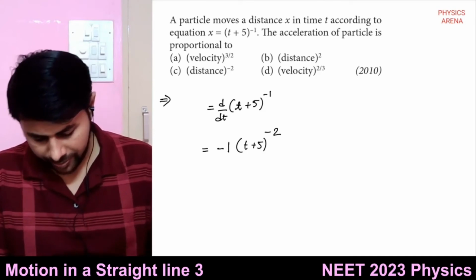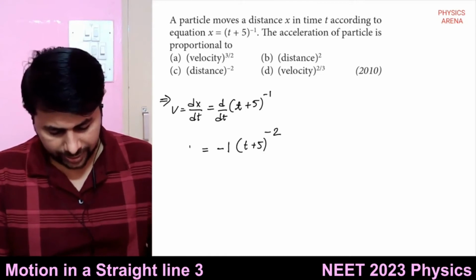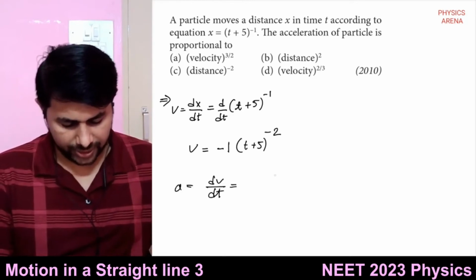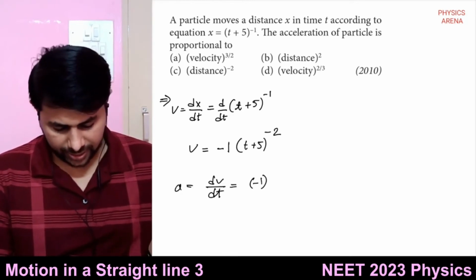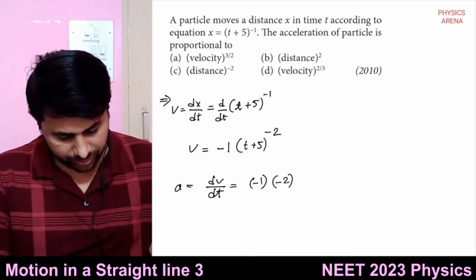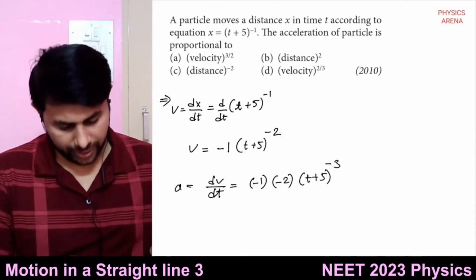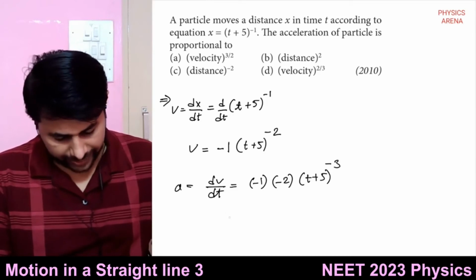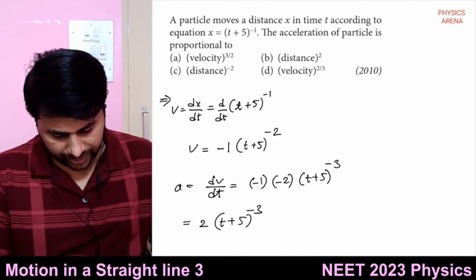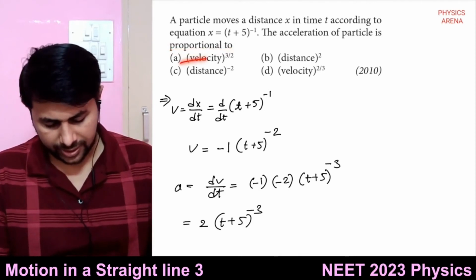So what did I do? It's d by dt of position. Velocity is dx by dt, and so this is my velocity. Acceleration is dv by dt. So now this minus 1 is there and you have to take the derivative of this term. So it is minus 2 multiplied by t plus 5 raised to minus 3. So it is 2 times t plus 5 raised to minus 3, with the sign. And the question is, the acceleration is proportional to which of these things?